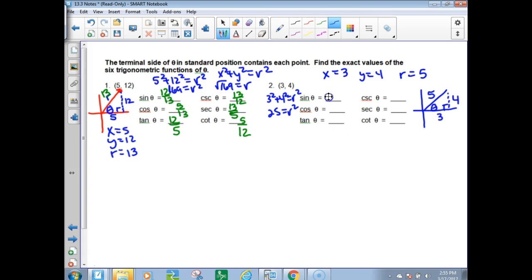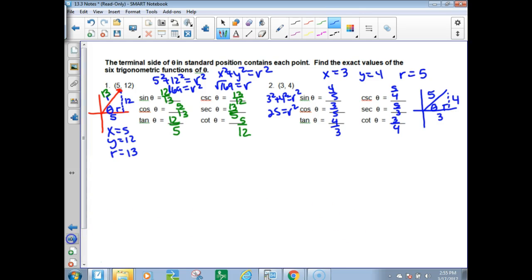All right, so sine, of course, is going to be 4/5, cosine's 3/5. I'm going to go real fast now on that, and the tangent is 4/3. And then cosecant 5 over 4, secant 5 over 3, and cotangent 3 over 4.